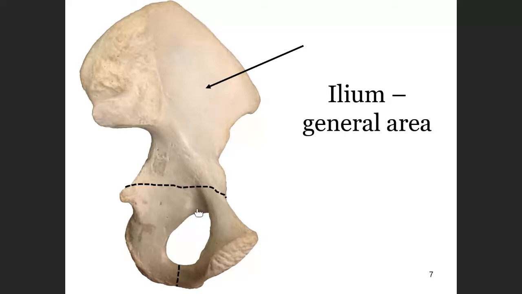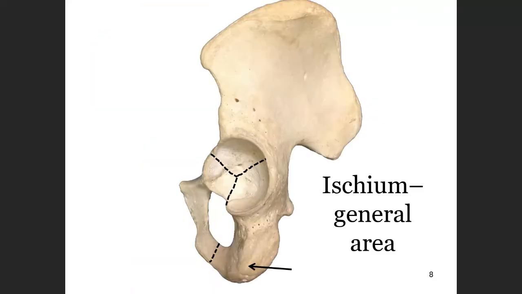On the medial view, you don't see the acetabulum, and the medial view has this nice smooth area, which we'll identify really soon. So here's the ilium on the medial view. Now here's the ischium on the lateral view. This is anterior, this is posterior.